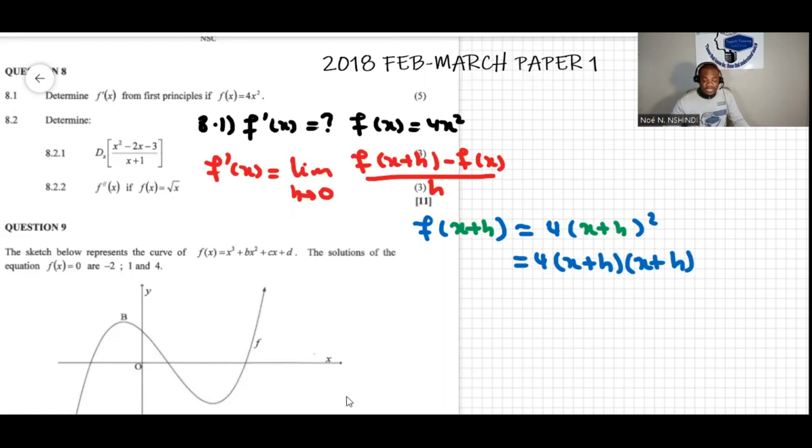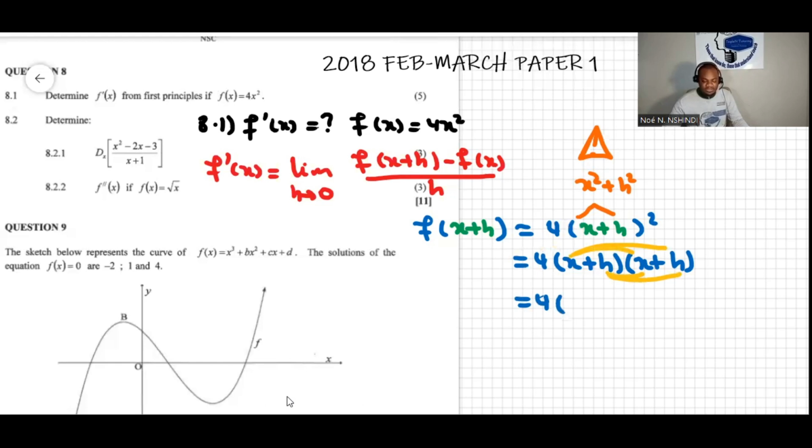Note that it is important not to write here x squared plus h squared. Be careful, it's wrong to do so. x plus h to the power of 2 is not x squared plus h squared. We must expand it this way. So we'll do 4. Let's first work out the brackets: x times x, and then x times h, and then h times x, and then h times h, and this will be like 4 open brackets.